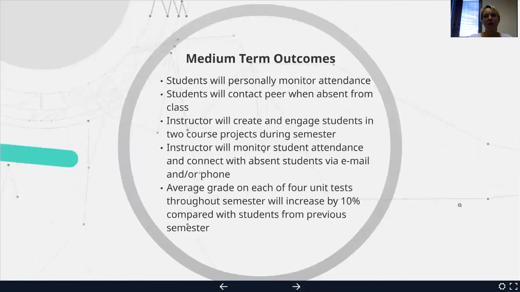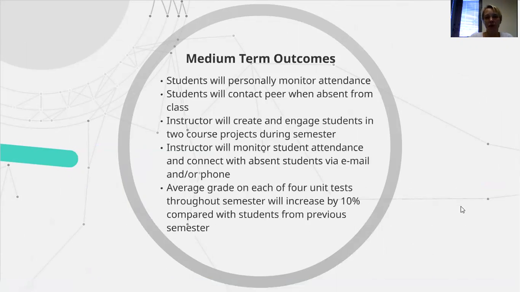My medium-term outcomes: students will personally monitor their own attendance on a sheet. Students will contact their peers when they miss class to catch up with what they missed. I will engage students in 2 course projects throughout the semester. I will monitor student attendance. I will take attendance and contact students when they're absent.